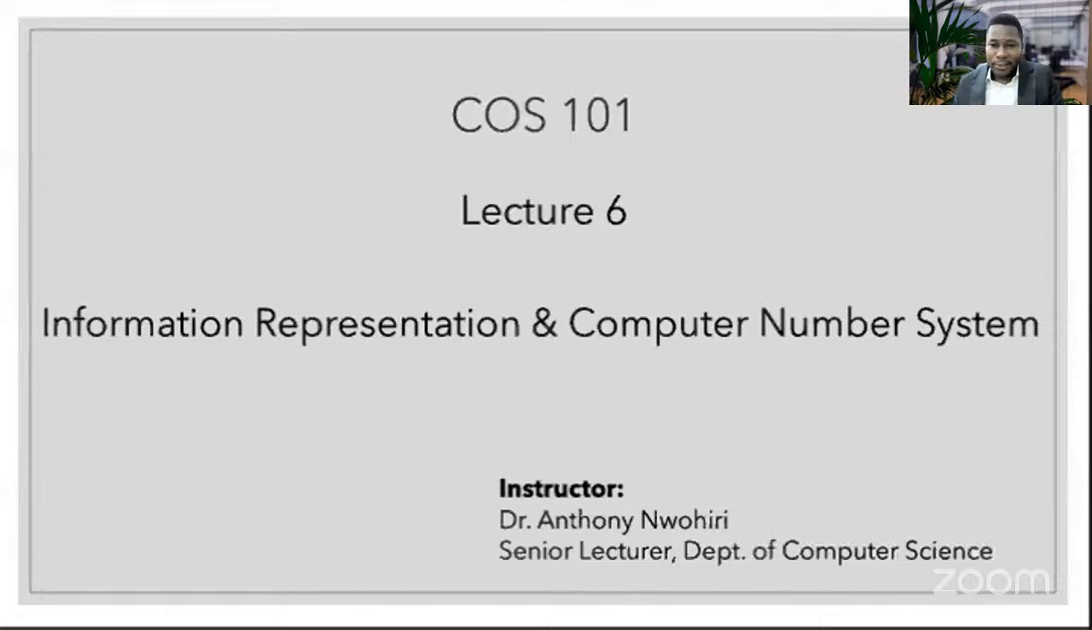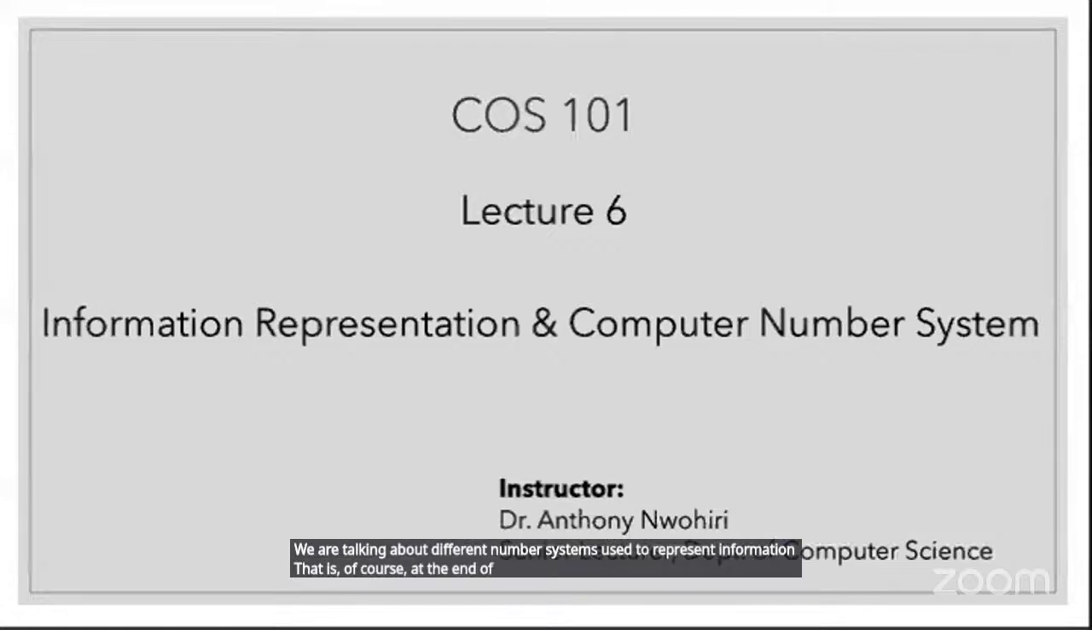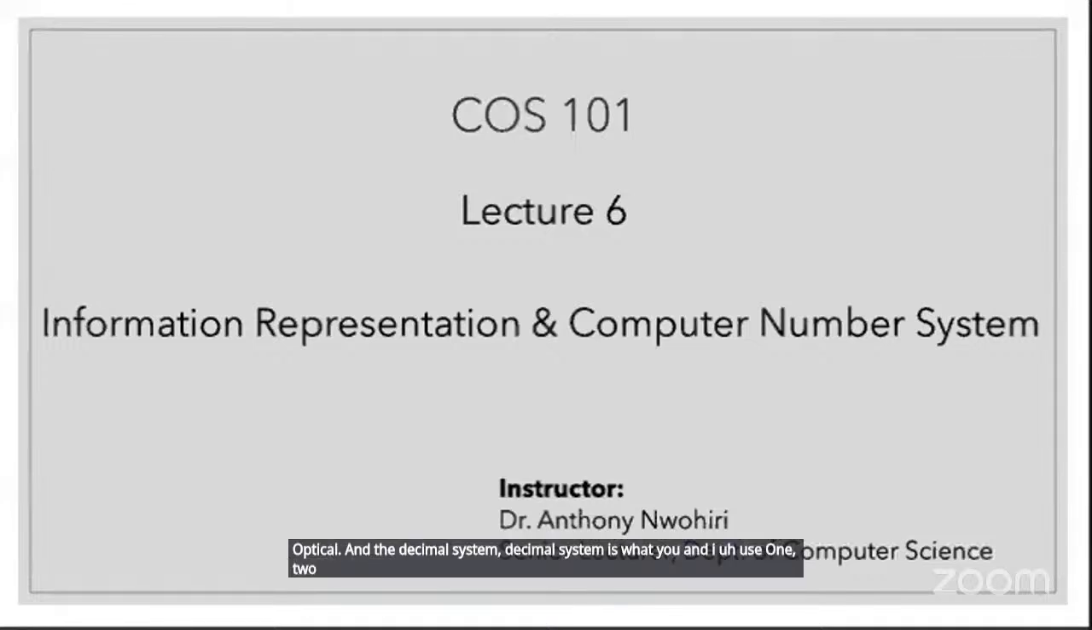All right, so let's start. All right, thank you. So we start. Today we are looking at information representation and computer number system. By computer number system, we are talking about different number systems used to represent information that is, of course, at the end of the day, converted to the computer language, which is binary. But you have others, hexadecimal, octal, and the decimal system. Decimal system is what you and I use. 1, 2, 3, 4, 5, 6, 20, 25, 26. These are decimal. Why binary are 0, 1? So we'll come to that.